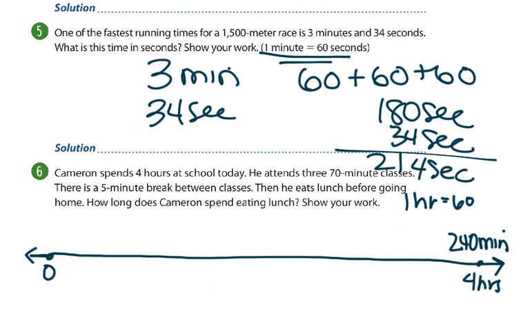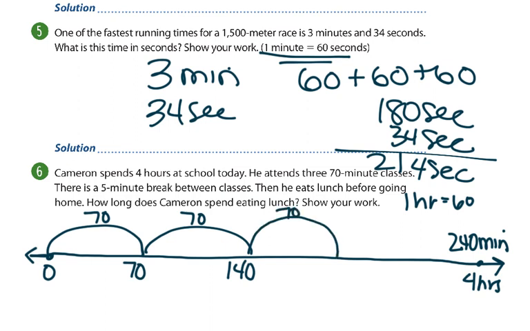He attends 3 70-minute classes, 3 of them. So we hop ahead 70. We hop ahead 70 again. What is 70 plus 70? 140. Hop ahead 70 again is 210. Are you guys that far along? Okay. He attends 3 70-minute classes. There is a 5-minute break between each class. So we have 5 minutes here, 5 minutes here. So we have to add now 210 plus 10 minutes, 220.